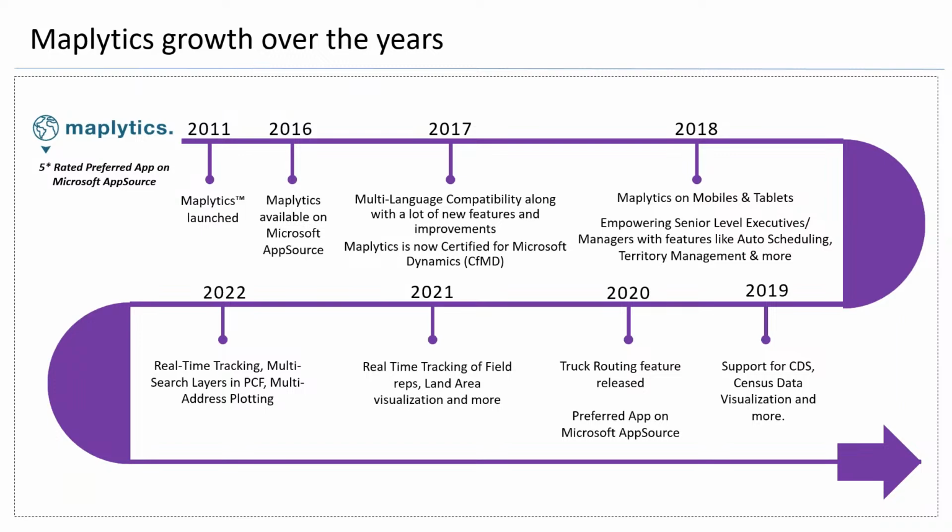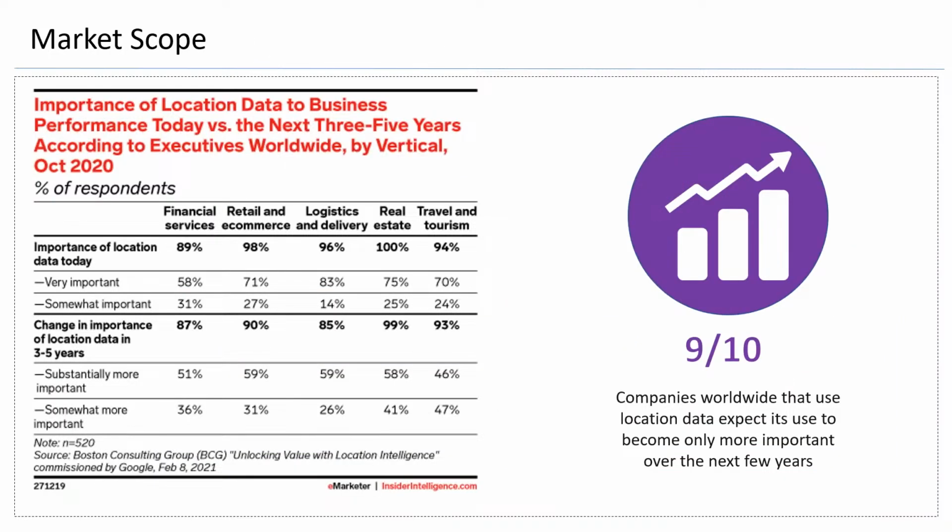Now let's move on to understand the importance of locational intelligence. According to executives worldwide, the locational component in business performance has been playing a major role in many business sectors like finance, retail, logistics, real estate, tourism, etc. Further, its importance is going to increase even more in the coming few years.